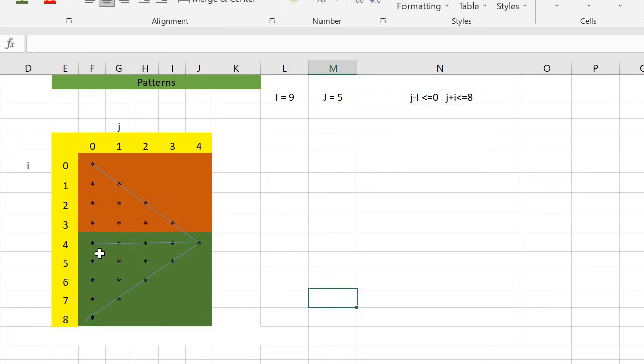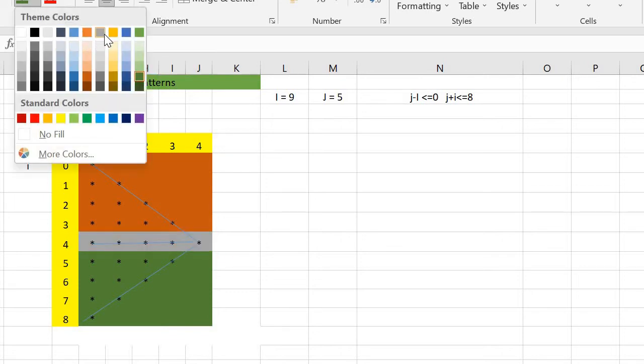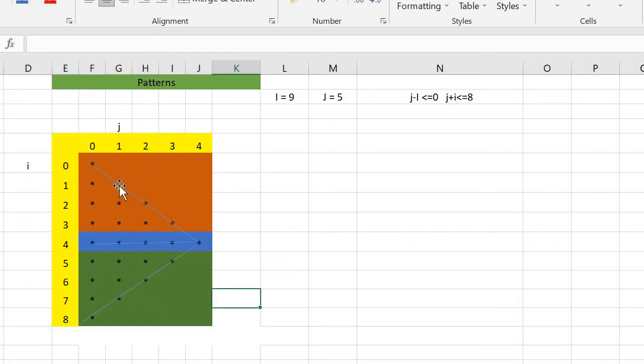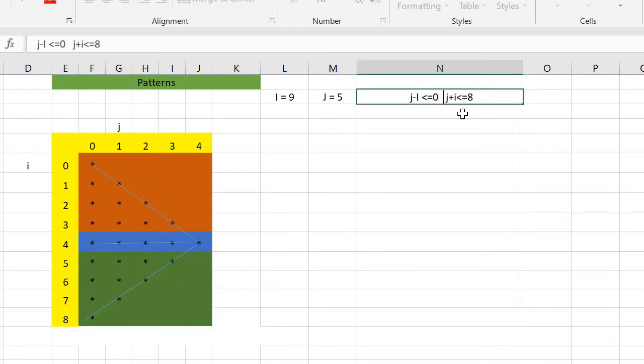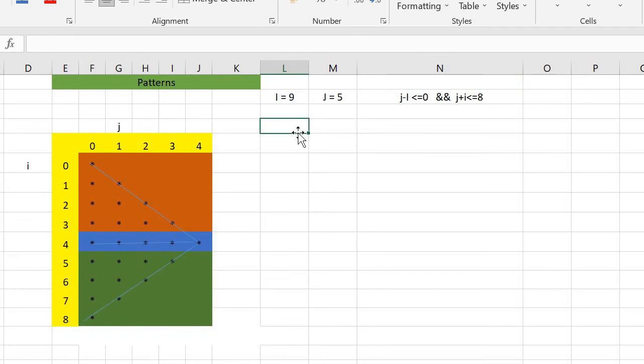Correct? But now, if you guys have noticed this line, I'm just talking about this line. This line is something which is common between both of these triangles, right? Therefore, because this line should mandatorily be included in this triangle, and it should be included for this triangle as well, it means both of these equations should be joined by an operator that is called AND. Correct?